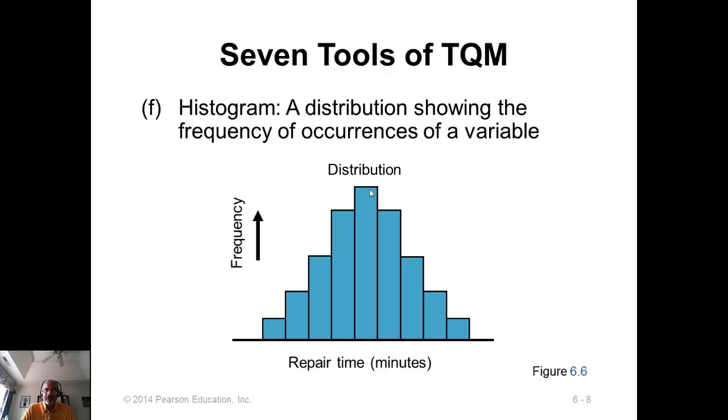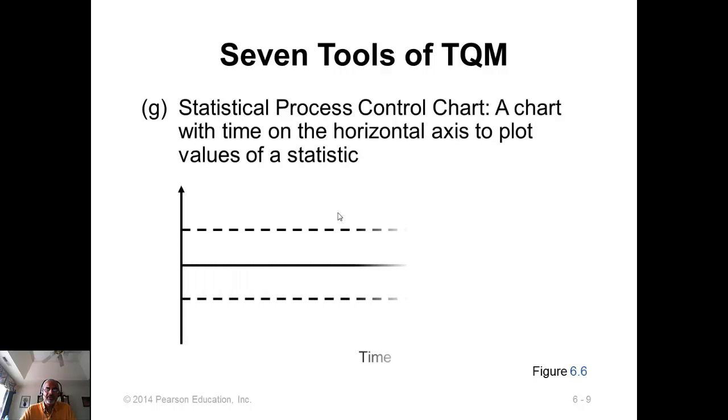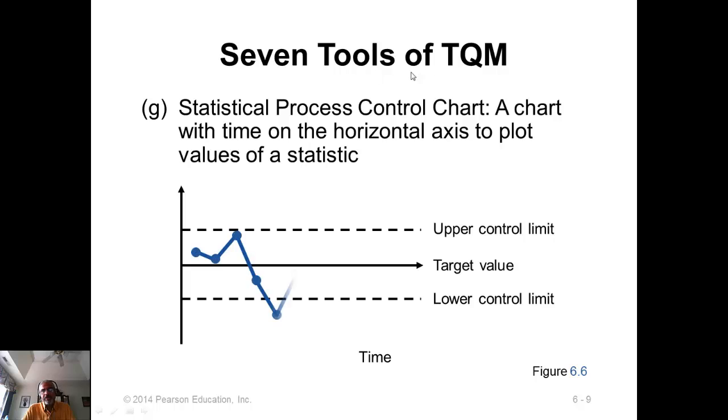Histogram, okay, we all know what histogram is. So you have repair time and you plot the histogram, and this one looks like normal distribution, but it need not be normal distribution, it can be any other distribution. Then statistical process control is to look at the production process value and chart them over time. So we'll be spending a lot of our time in the supplement to this chapter on statistical process control.